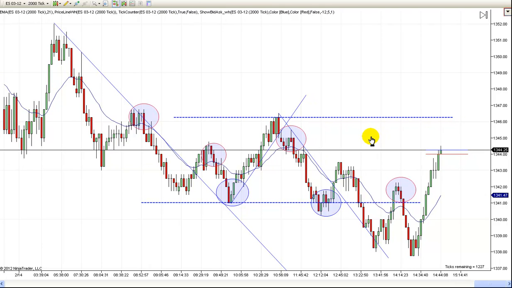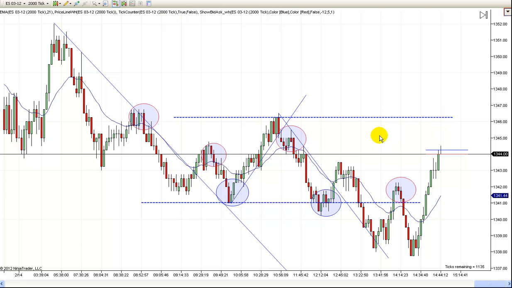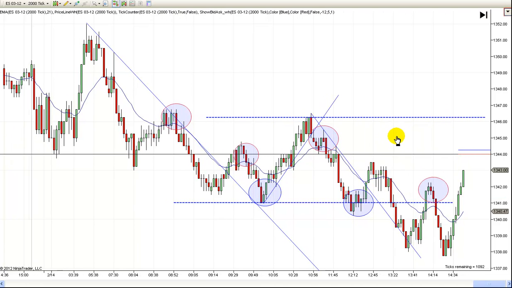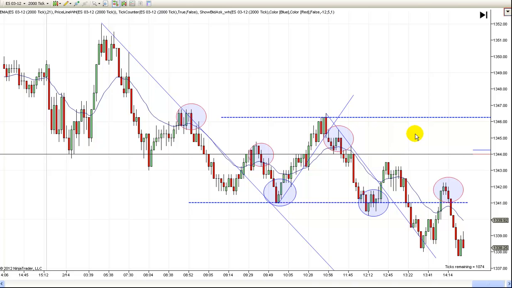And we'll probably get some kind of pullback here first, but it wouldn't surprise me if we go on up here and test this. The market seems to be really coming on right now. So that's what I was talking about.